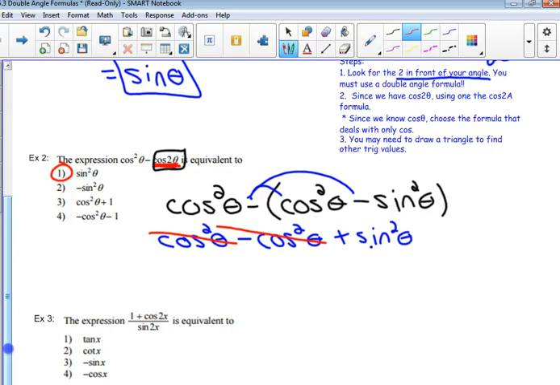Now you may have been able to pick another one, but you might have had to do some additional tougher work. They should all get you to the same point eventually. Let's try this.